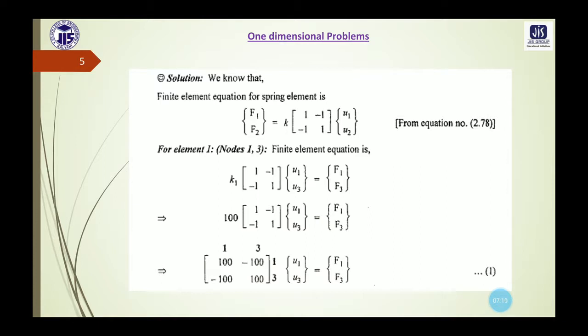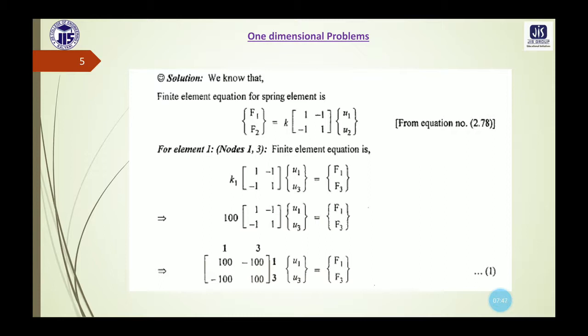As we have discussed in the earlier slide, while we discussed the derivation for the finite element equation of the spring element, there we have seen that the finite element equation for the spring element is expressed like this, equation number 2.78, which is the force vector of F1 and F2 equals K multiplied by a symmetric matrix of 1, minus 1, minus 1, 1 multiplied by a nodal displacement column matrix of U1 and U2.